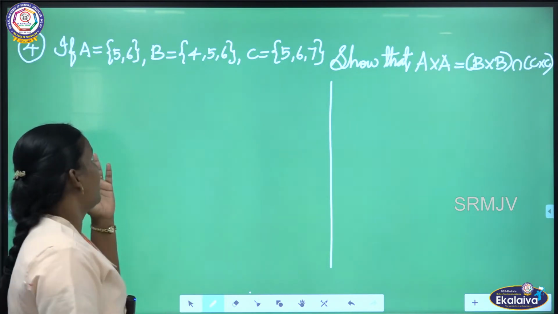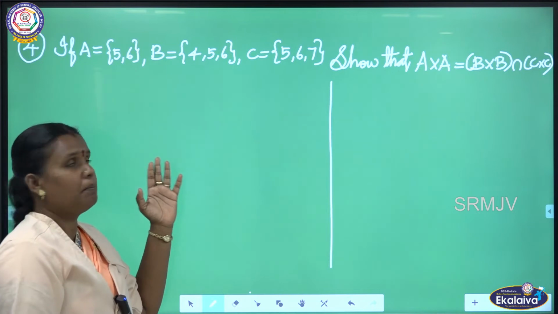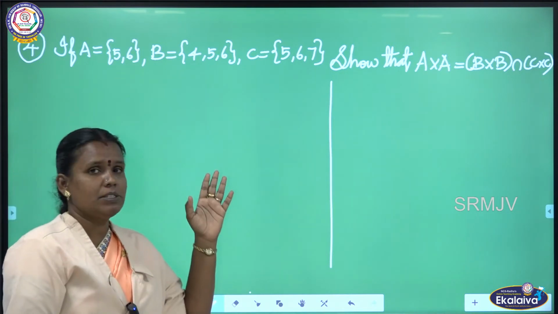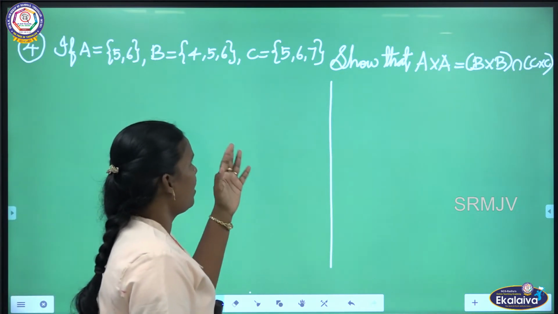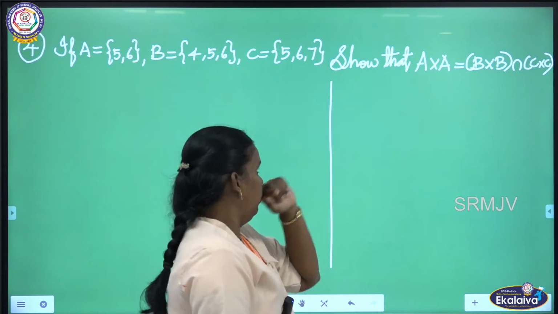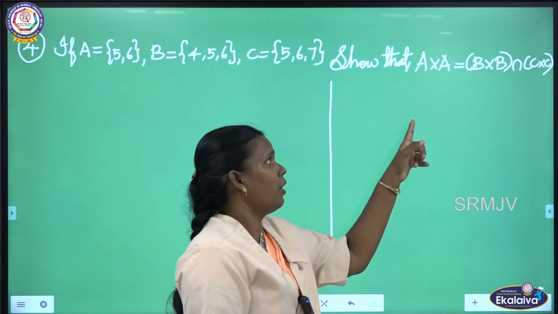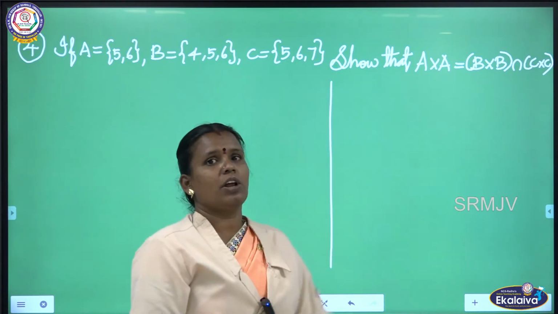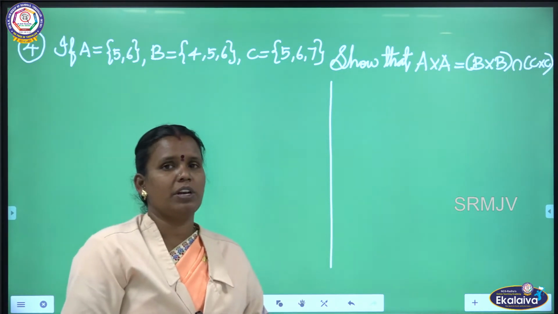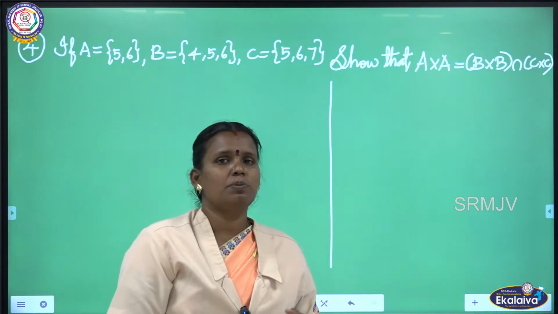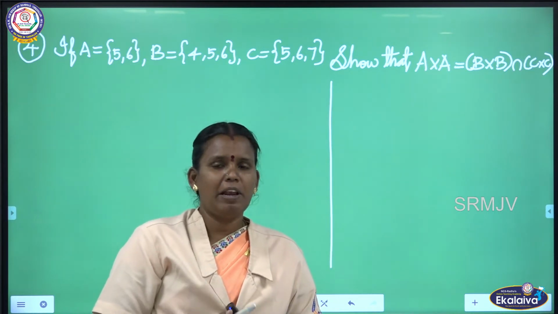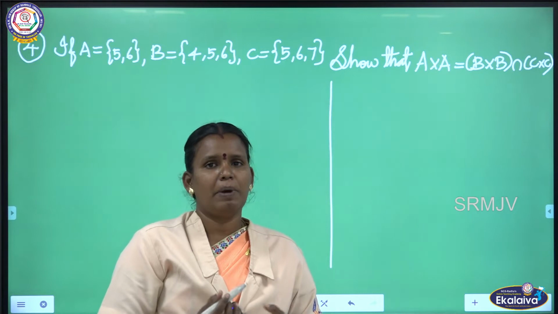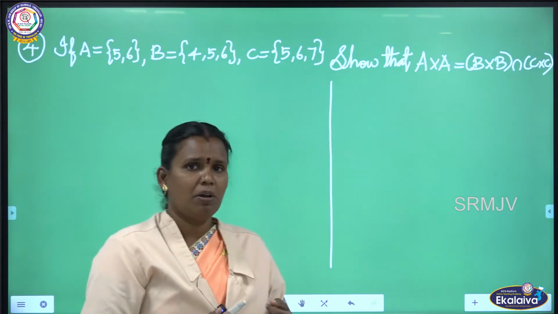If A is the set 5, 6, B is 4, 5, 6, and C is 5, 6, 7, they ask you to show that A cross A will be equal to B cross B intersection C cross C. You already studied intersection in the 9th standard itself. Intersection means we have to take the common elements from both the sets.